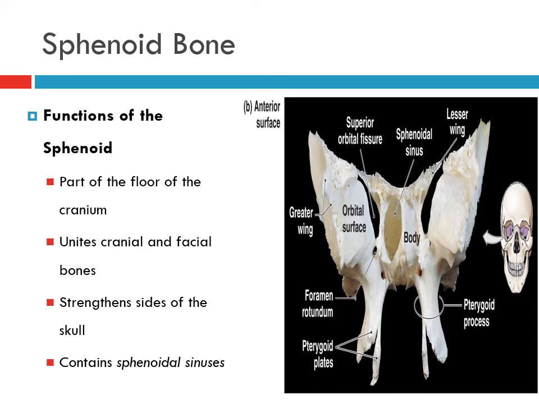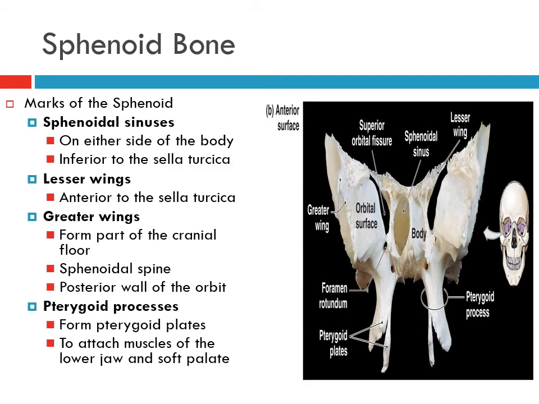There are sinuses within the body of the sphenoid here. The lesser wings are this inner part here, like that. And then the greater wings are this outer part here. So we have greater wings and lesser wings, if we're looking at this like a flying bat. The pterygoid processes are these longer parts that stick down here.